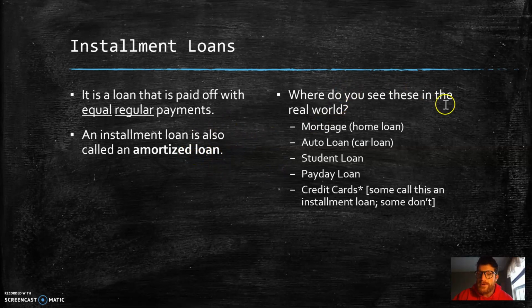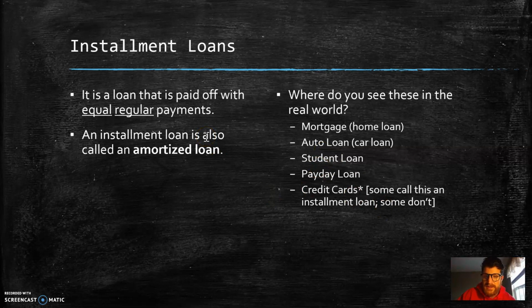And then where do you see them in the real world? Well, mortgages, which is a fancy way of saying a loan for a home, right? Auto loan, like a car loan, right? Student loans, which is what you're going to end up doing your project on. Payday loans. Some people say credit cards, but my main issue with it is they're not equal. Like your credit card payment every month can be different, but some textbooks call them installment loans because they utilize the same formula as an installment loan does. So I will include them here.